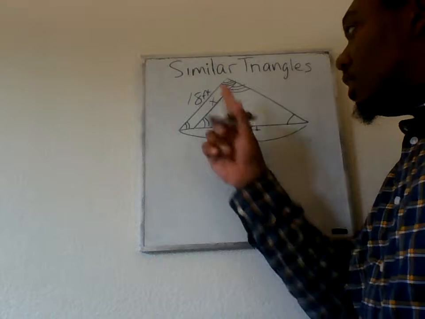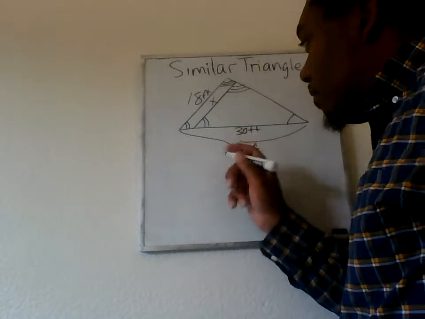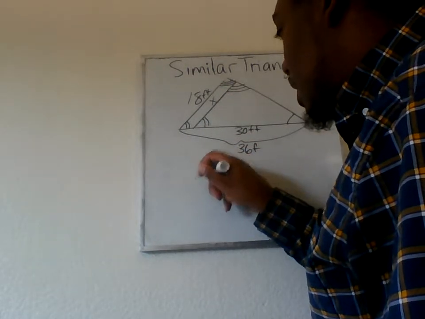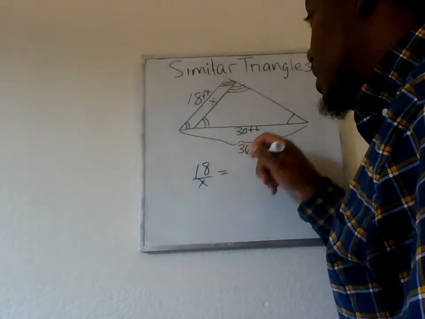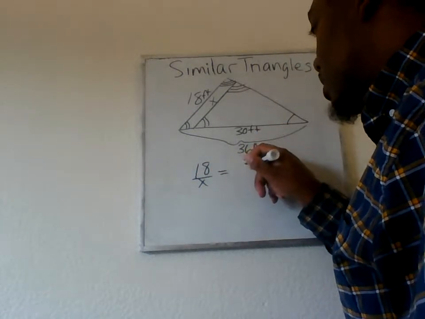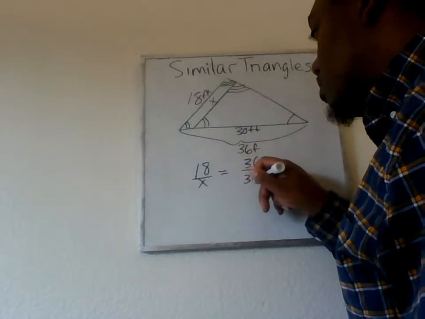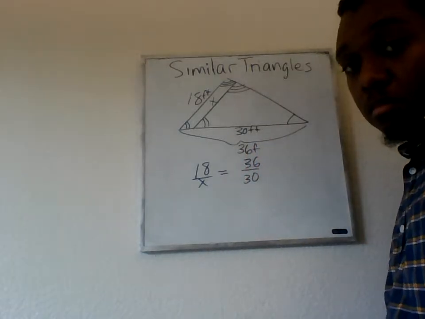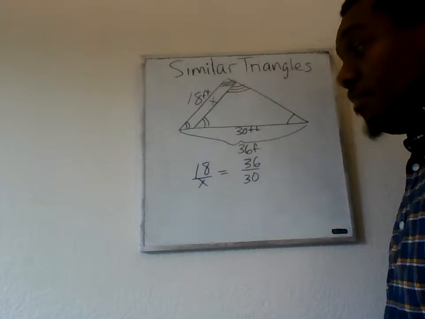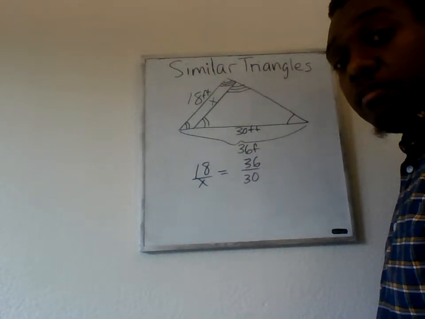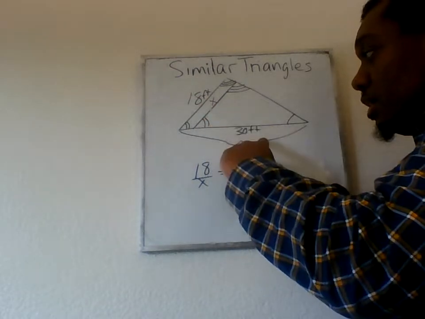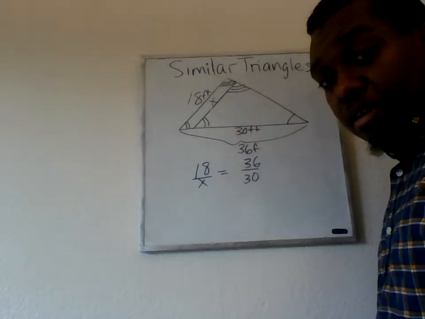Well, that means then that if we want to, we could say, hey, 18 over x has to equal the same as 36 over 30. Okay? Yeah, that's true. Because these have to be in proportion to one another. So if this one got smaller, this has to get smaller by the same factor.